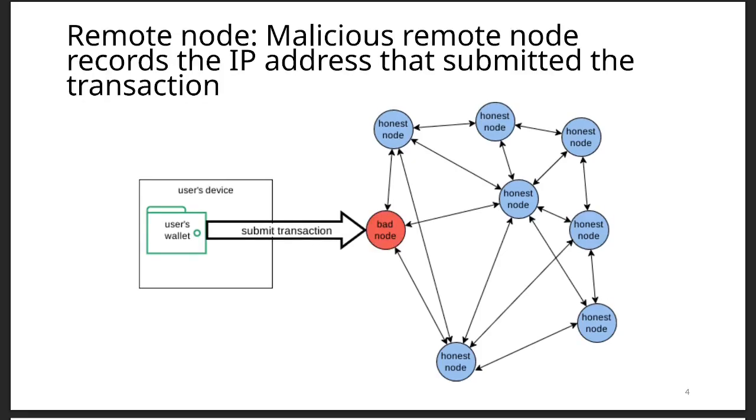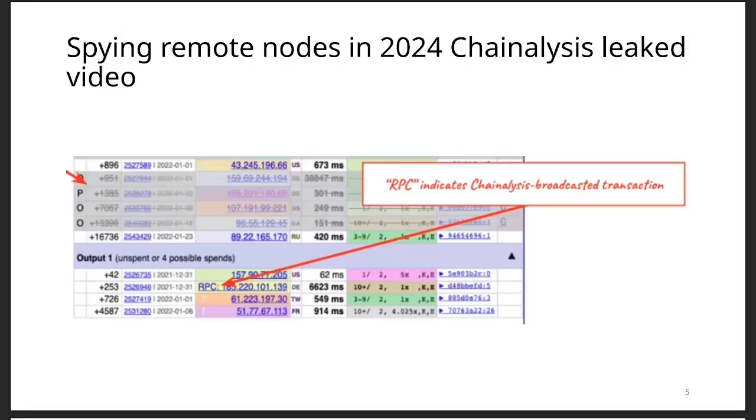In this hypothetical network, a user submits a transaction directly to a malicious node, in red. The malicious node knows the IP address of the user's wallet. In 2024, a leak of an internal video confirmed that Chainalysis, a blockchain surveillance firm, was using malicious remote nodes to record the IP addresses of users.